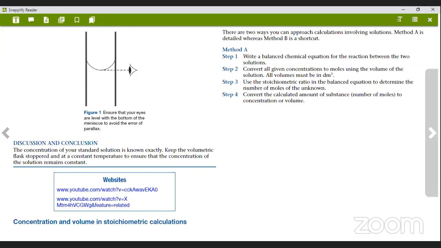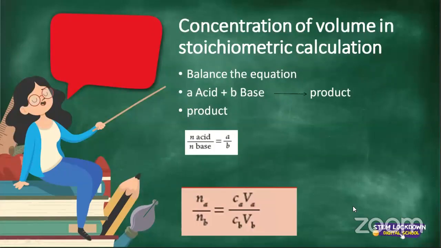Okay. And now we move to concentration and volume in stoichiometric calculations. Let's go back to our slide. Now, concentration and volume in stoichiometric calculation. What are the steps that we need to take? First of all, we need to balance the equation. And number two, this is how the equation will be.